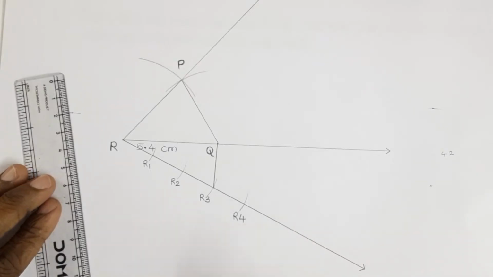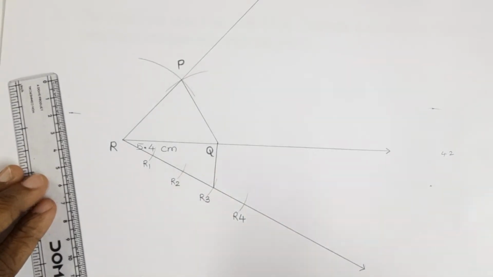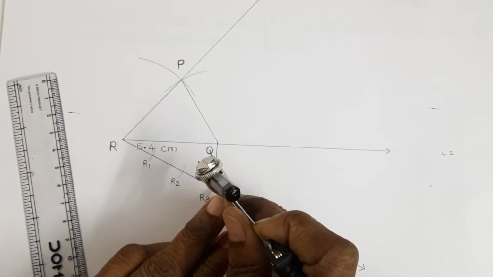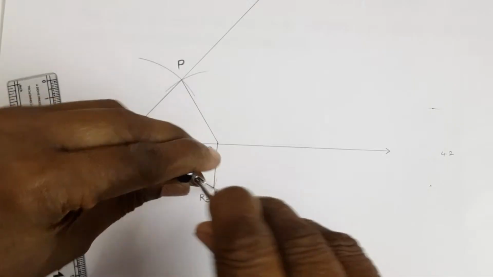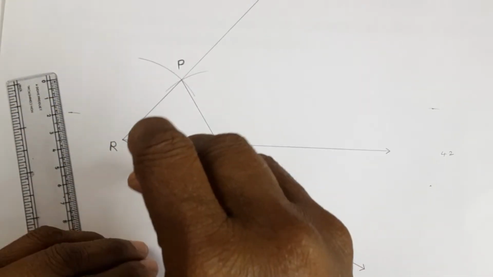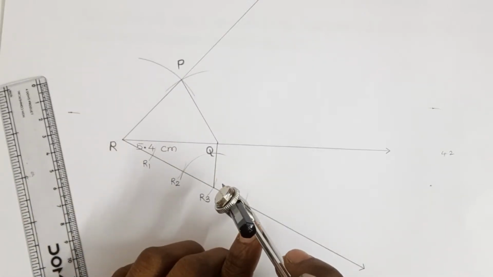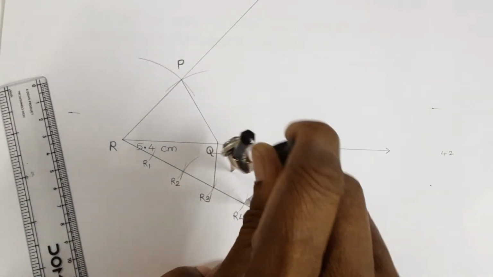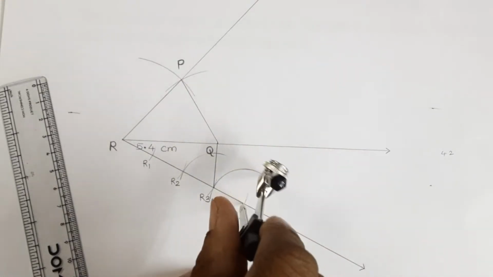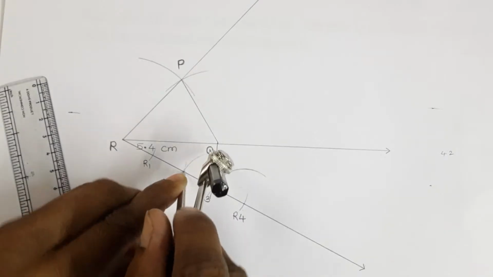Okay students, and then now you have to first take R3, keep the compass on R3 and then make the arc this way. Now keep the compass on R4, make the arc here, okay, and then take the distance in between the arcs.